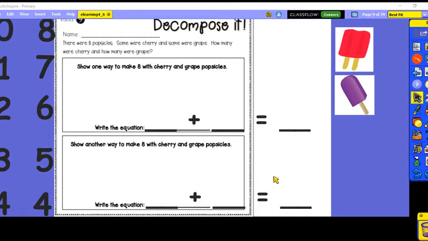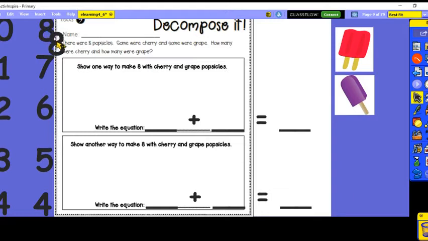The title of our next math activity is called Decompose It. And decompose means breaking apart numbers into different ways. And we can do these in more than one way. So let's look at our thing. It says there were 8 popsicles. Some were cherry and some were grape. How many were cherry and how many were grape?